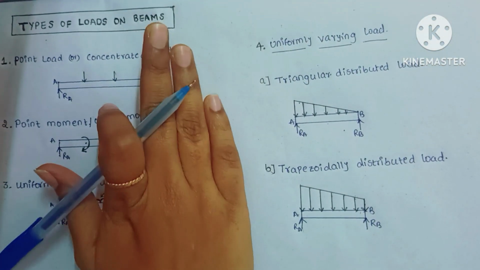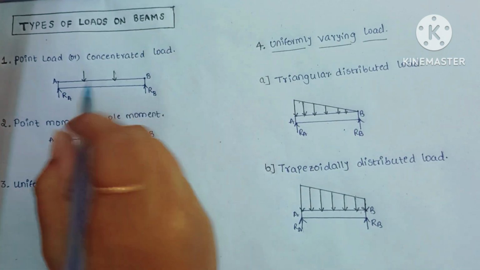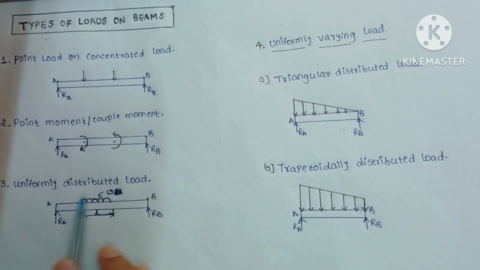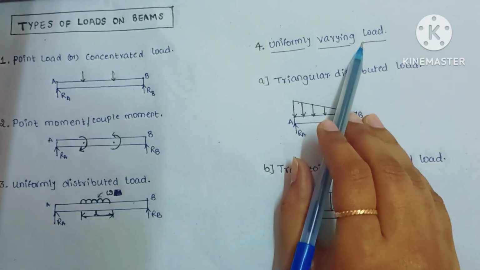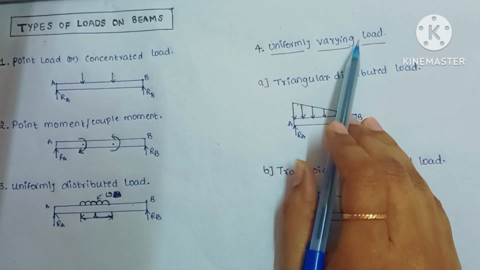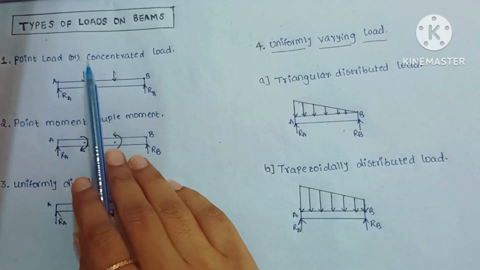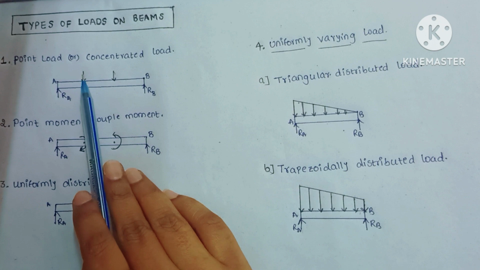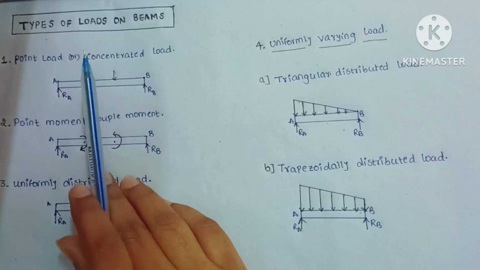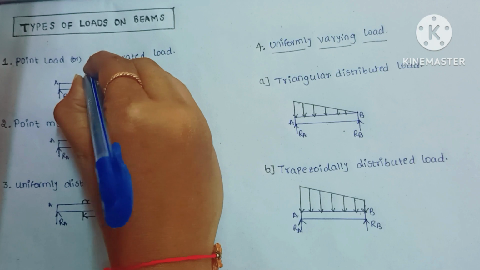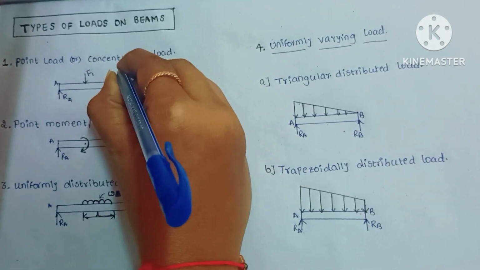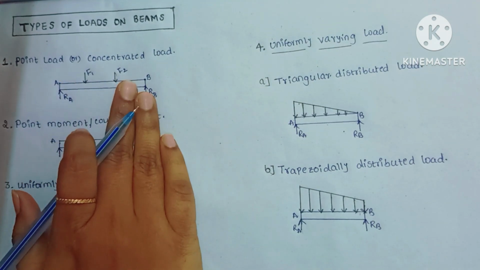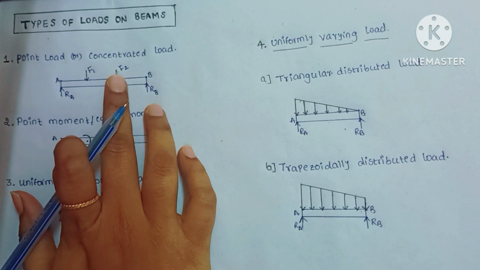There are four types of loads on beams. One is point load, another one is point moment or couple moment, third one is uniformly distributed load, fourth one is uniformly varying load. The point load can also be called a concentrated load. That means if the load is acting at one particular point, then it is said to be point load. Here we can define this force as F1 load and this is F2 load. These two loads acting on this beam are called point loads.